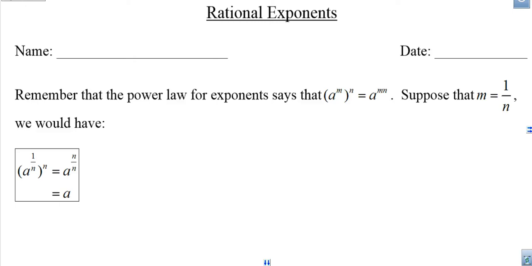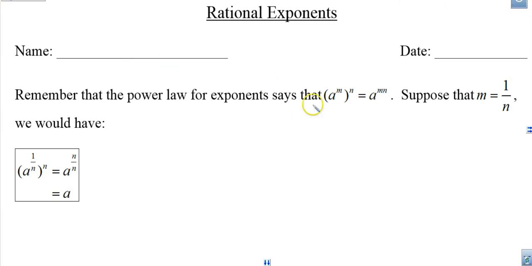Rational exponents. Our first unit this year was rational expressions, and those were expressions where we basically had one polynomial divided by another polynomial. So a rational exponent is basically going to be an exponent that is a fraction. So today we're going to see how to evaluate those.